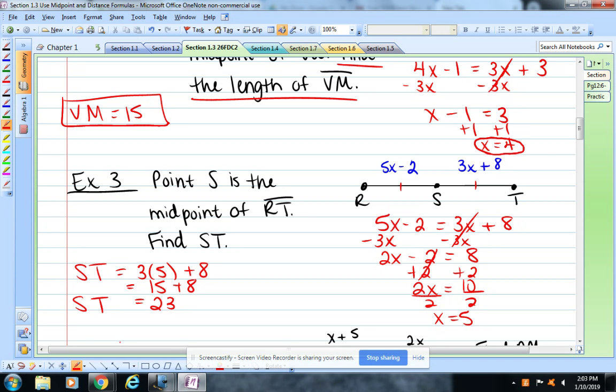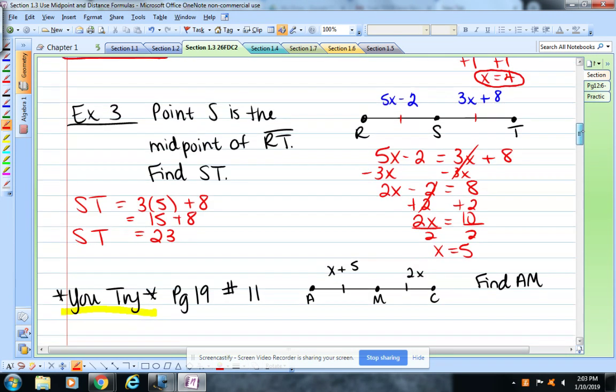How can I check it? Plug in x on the other side and make sure you get 23 again. 5 times 5 minus 2. Is that 23? Yep. What if they want the length of RT? What would that be? 46. Very good. And I'm asking you that because you're going to have some on your assignment that is going to ask for the long segment. Okay? So then you just plug it into one and you can double it. Right? Or you can plug it into both and add them together, whichever way works for you.